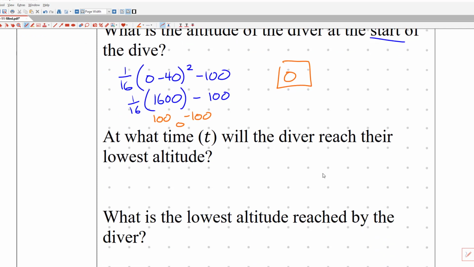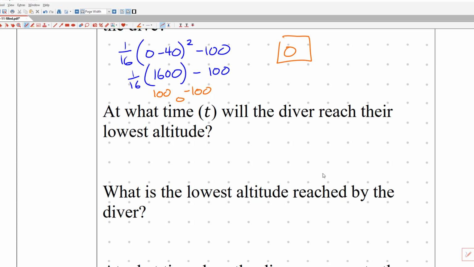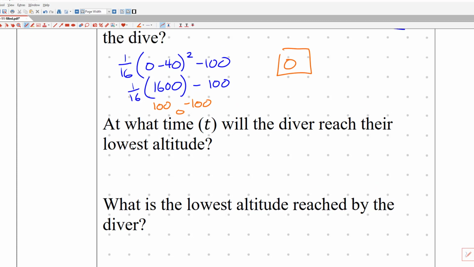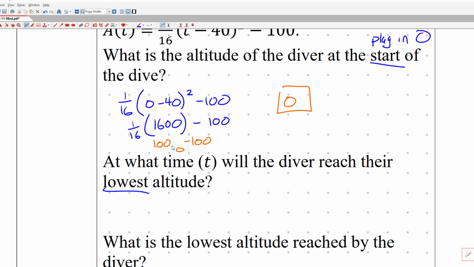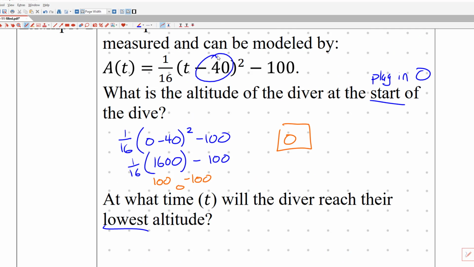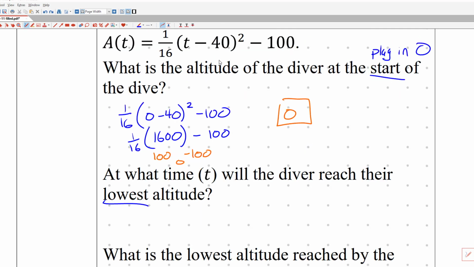Next question, at what time t will the diver reach their lowest altitude? Okay, so whenever you see lowest, maximum, minimum, any word that looks similar like that, you're looking for the vertex, the x-coordinate of the vertex. So I'm just going to take the opposite of negative 40, and then the answer is 40. The vertex happens at t is equal to 40.